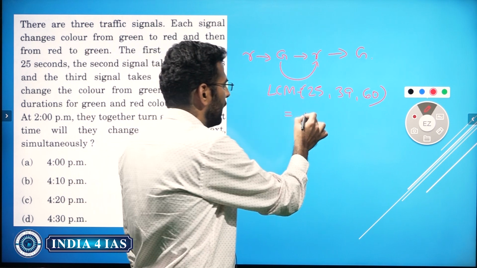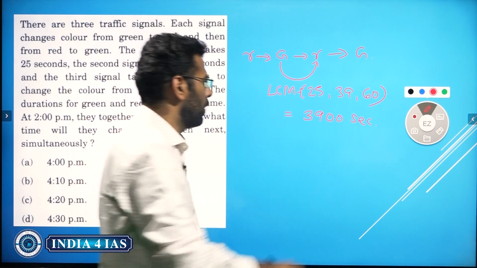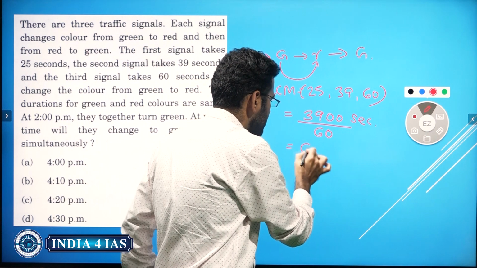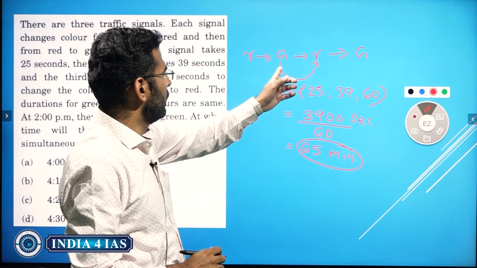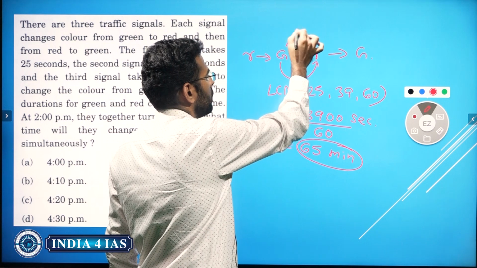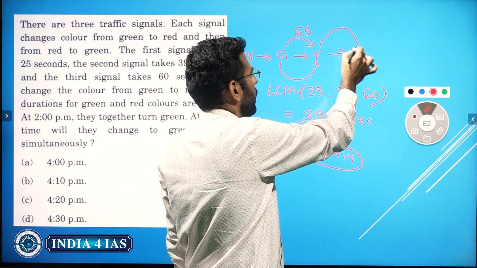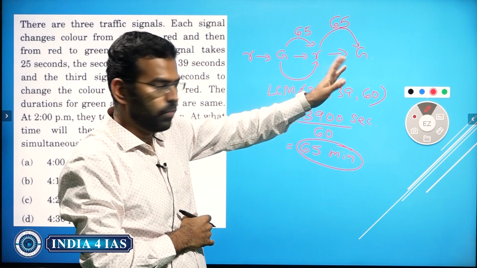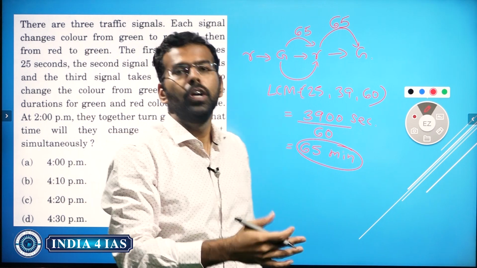If you do the LCM, you will get 3900 seconds. To convert that into minutes, you have to divide by 60, so this becomes 65 minutes. That means they will turn from green to red in 65 minutes. Since the durations of red and green are the same, from red to green it will again take 65 minutes. So to turn green again, it will take 65 plus 65 minutes, which is 130 minutes. That means 2 hours 10 minutes.